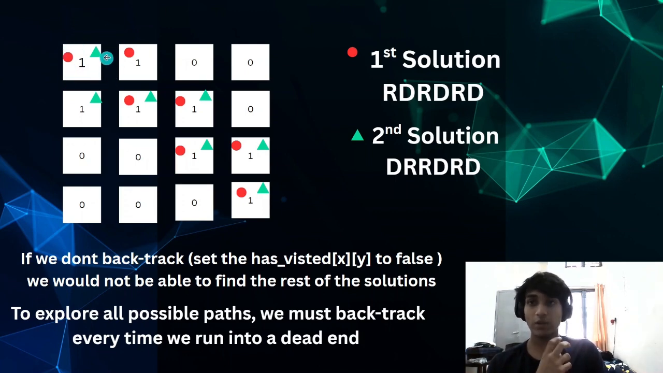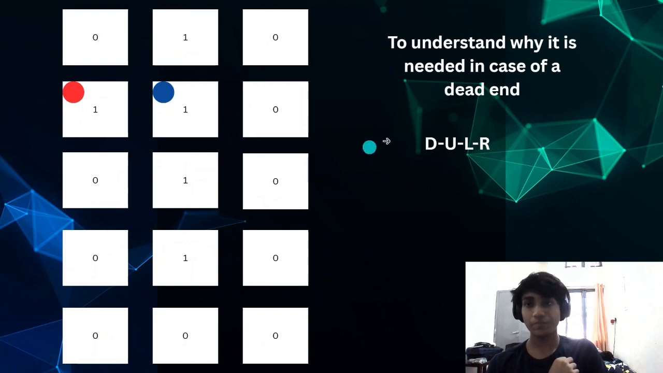Hence, we would never be able to find the second solution. That's why whenever we either reach the endpoint or run into a dead end, we must reassign all of them to false values so that we can use these cells whenever we need to find a second solution, or basically look for the solution. I'll explain why we need it for a dead end case.